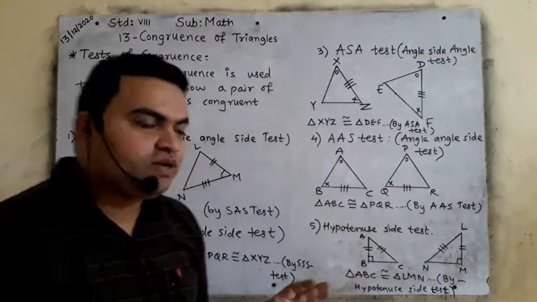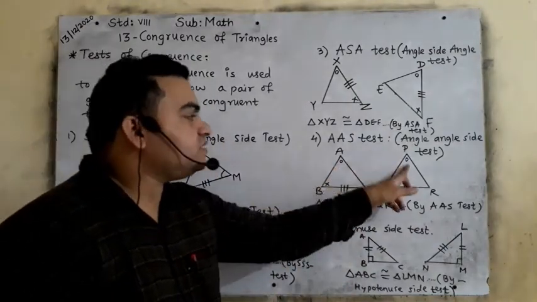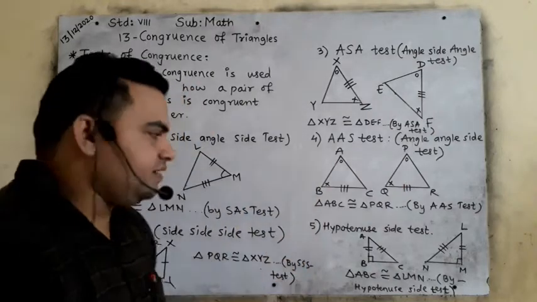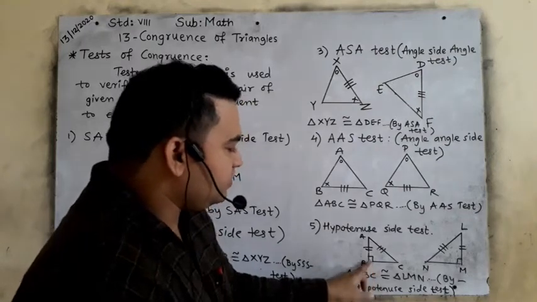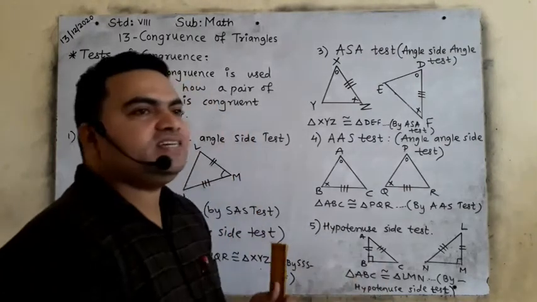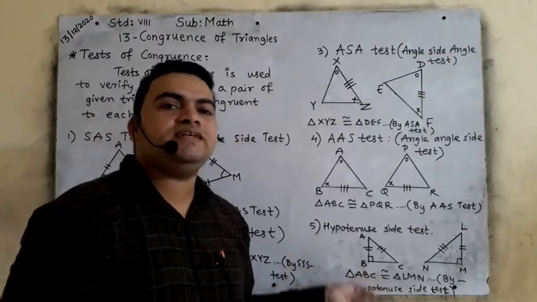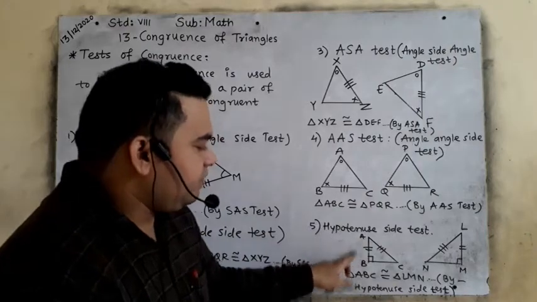I hope you understood. You have to observe which symbol is congruent to which symbol. Clear? Now see the fifth one. Directly if you will see this right angle triangle or this symbol, can you see this symbol, altitude symbol? Directly you will say these two triangles are congruent to each other by hypotenuse side test. Clear? See this.